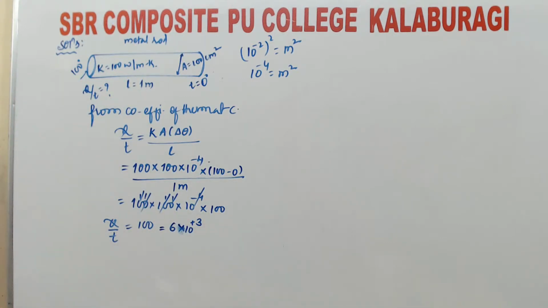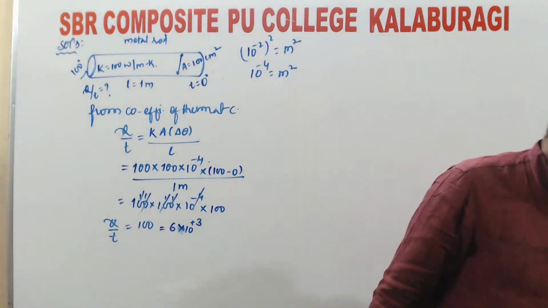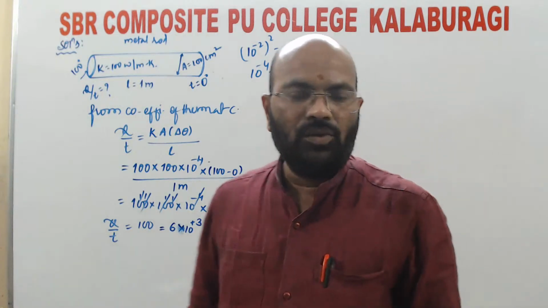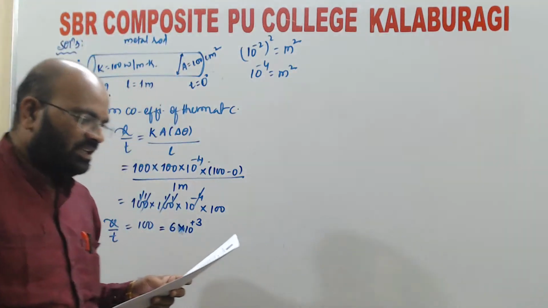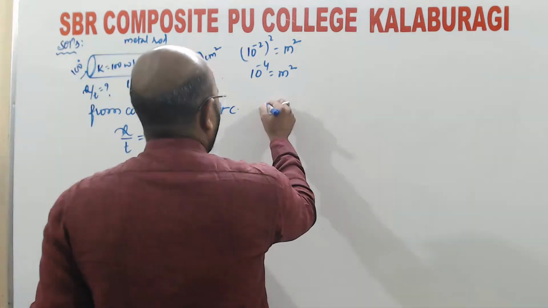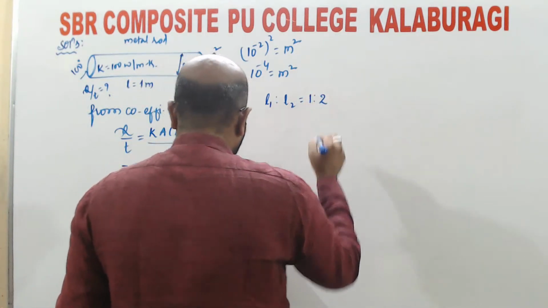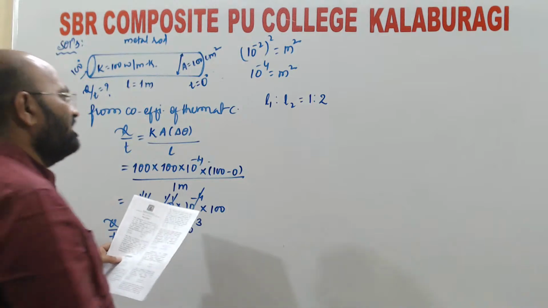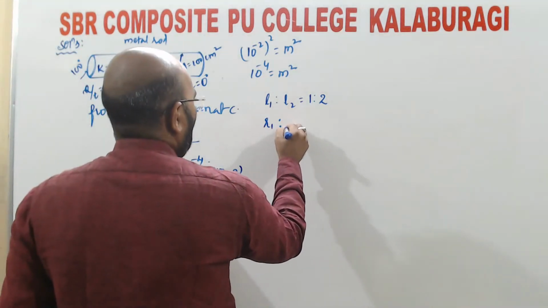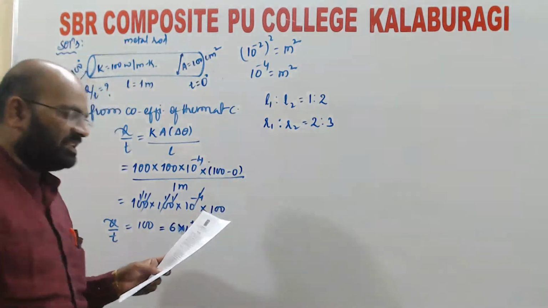Next we have a question related to the length and radii of two rods made of the same material, which are in the given ratios. The length and the radii of two rods made of the same material are in the ratio. Length is given. L1 is to L2 is equal to 1 is to 2, and the radii are given. R1 is to R2 is equal to 2 is to 3, respectively.